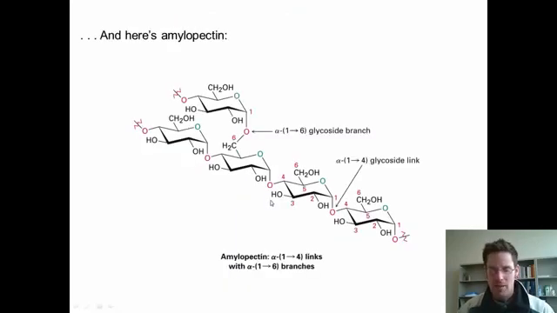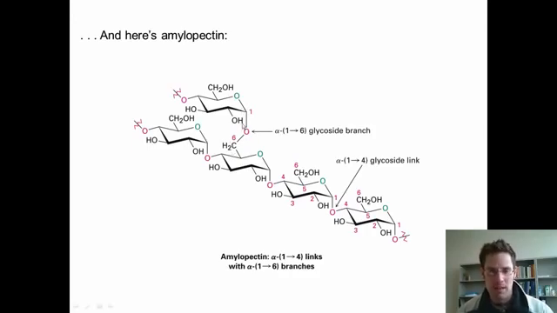Here's the structure of amylopectin. Amylopectin is a glucose molecule that has branch points at position 1, position 4, and also on this CH2OH, this oxygen is bonded periodically to other glucose molecules at position 1. Can you see that? So it's got a little bit more branching than we have in amylose.